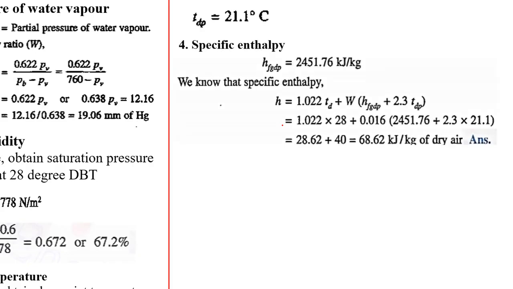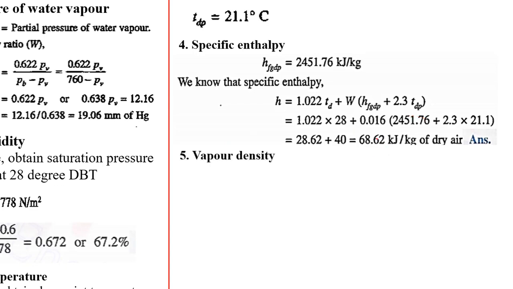Next is specific enthalpy, HFDP. First calculate HFG corresponding to this temperature, which is 2451.76 kilojoule per kg, and put it in this formula. This is the specific enthalpy formula: 1.022 TD plus W HFG at dew point, where HFG at dew point is 2.3 TDP. Put all the values and we obtain H equal to 68.62 kilojoule per kg of dry air.